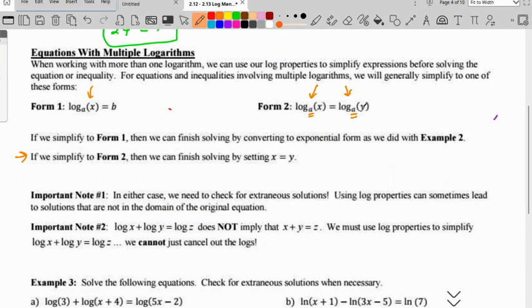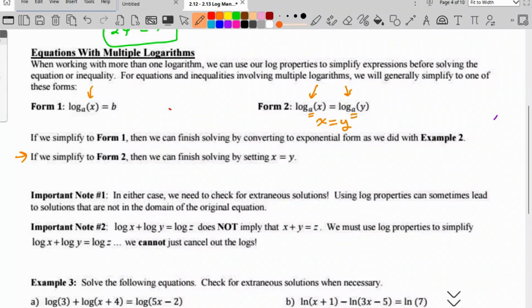If the log base a of x equals the log base a of y, what must be true? X must equal y. So if our number, whatever it is, raised to the same power gets us back to two numbers, those numbers that it gets us back to must be equal to each other.